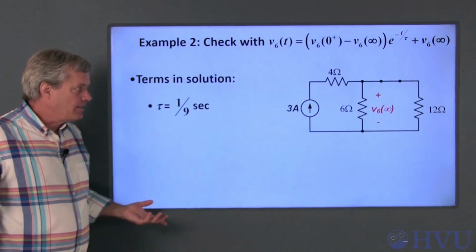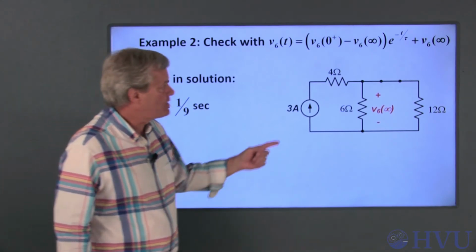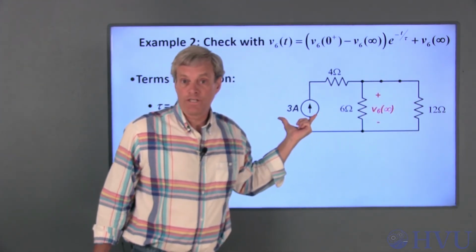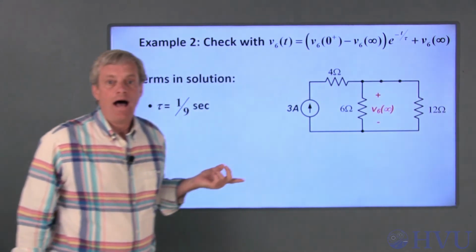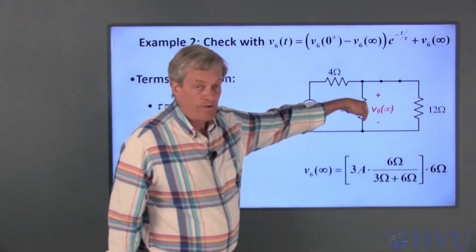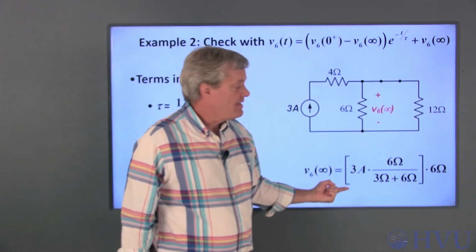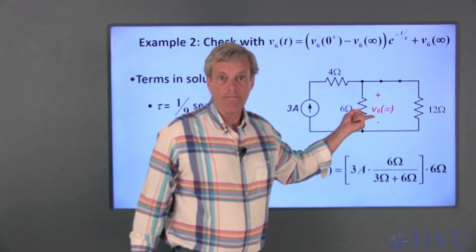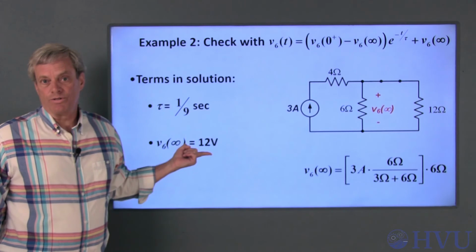To find the final value of V6, I use the property that inductors behave like short circuits as time goes to infinity if the forcing function is a constant. The appropriate circuit to analyze is this one. I can use a current divider to find the current through the 6 ohm resistor, that's shown here, and then multiply that current times 6 ohms to get V6 of infinity. If I do that, I find that V6 of infinity is equal to 12 volts.